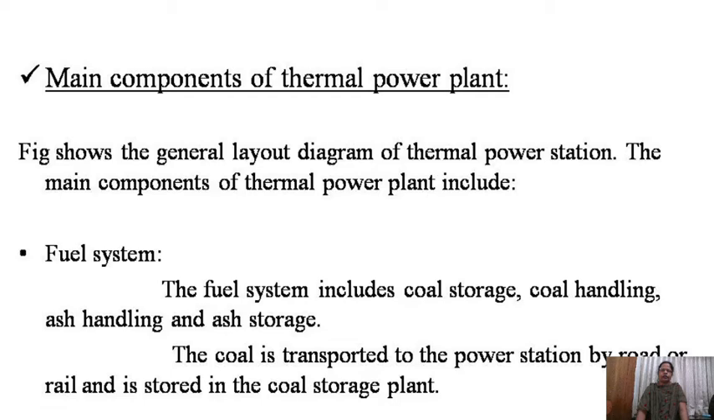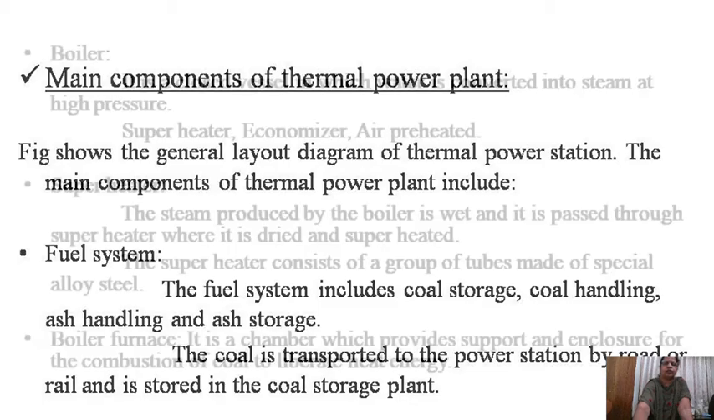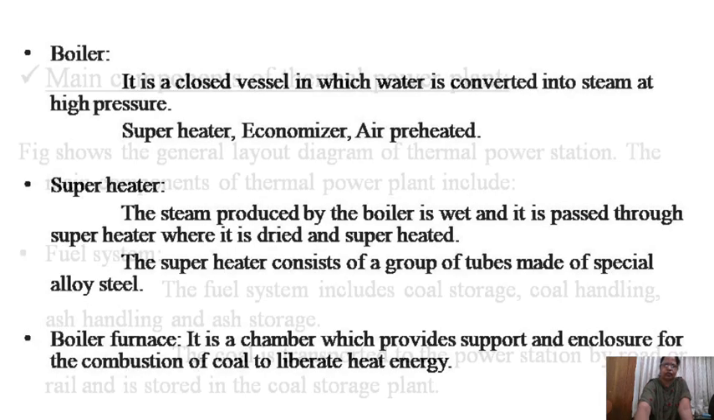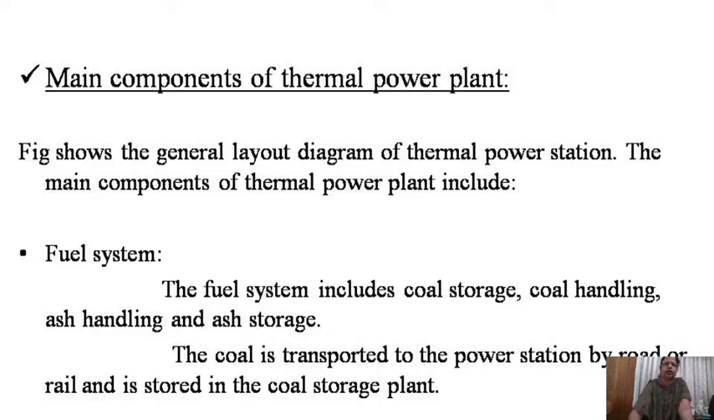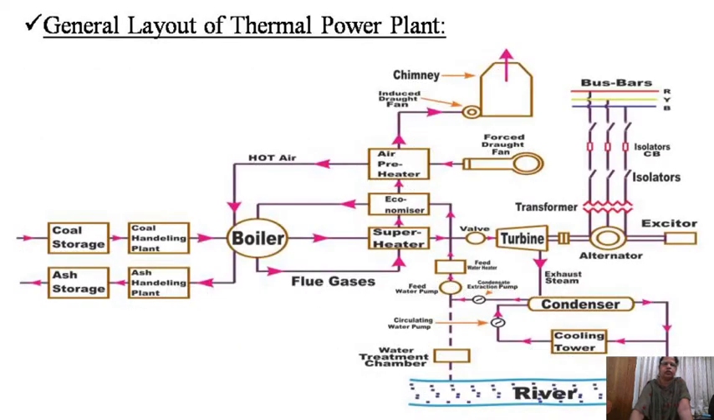The main components of the thermal power plant start with the fuel system. The fuel system consists of the coal storage, coal handling plant and ash storage and ash handling plant.